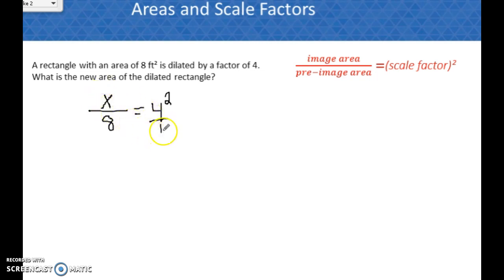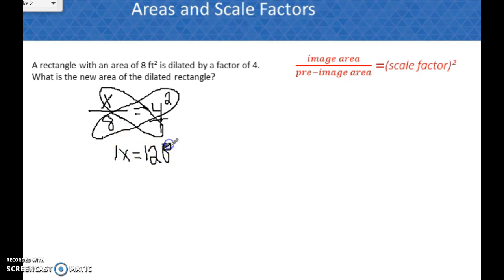So you could do 1 times x is 1x. And then you could do 4 squared, which is 16, and 16 times 8, which is 128. So this tells us that the new area of the dilated rectangle would be 128 feet squared, sorry. So the new area would be 128 feet squared.